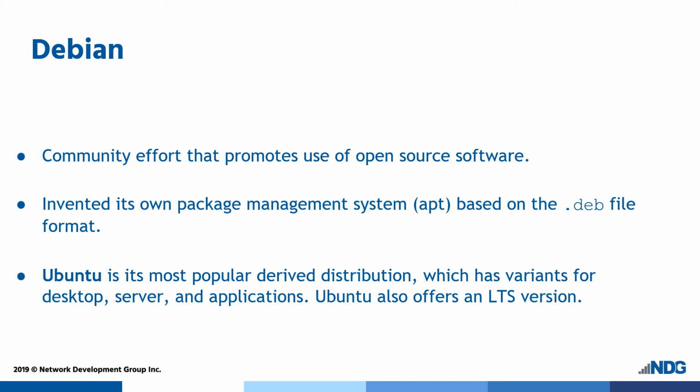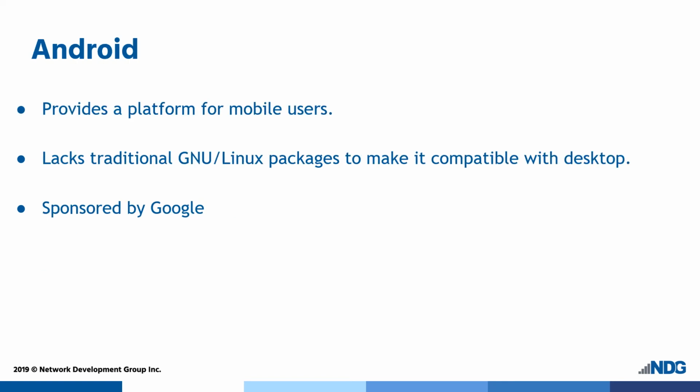Ubuntu is the most popular Debian-derived distribution. It is the creation of Canonical, a company that was made to further the growth of Ubuntu and makes money by providing support. Ubuntu has several variants for desktop, for servers, and various specialized applications.